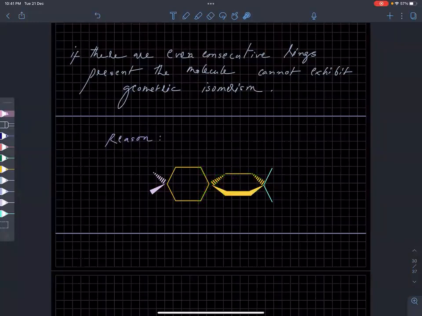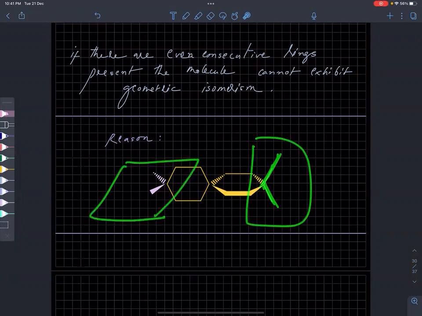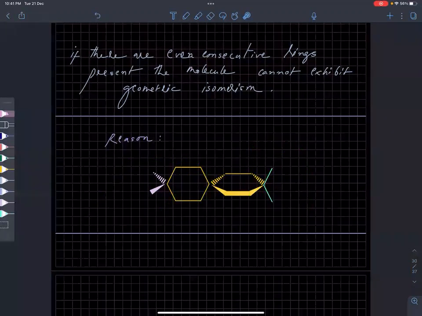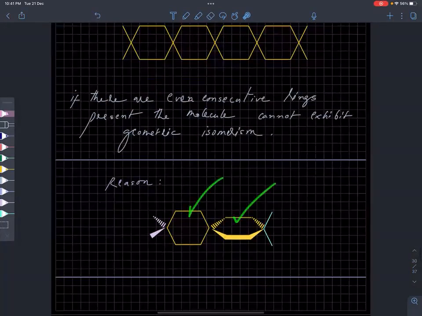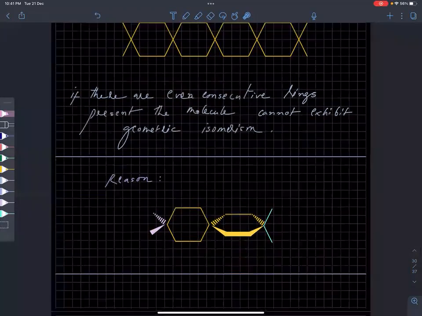Whereas here one will be at front and one will be at back. This is already at back and front. That's why what will be here? They will be in one plane, top and bottom. So that means this will be in this plane. These two will be in this plane. So they cannot exhibit what? Geometric isomerism. Clear? Are you understanding? Whenever you have an even number of rings, they cannot exhibit geometrical isomerism.